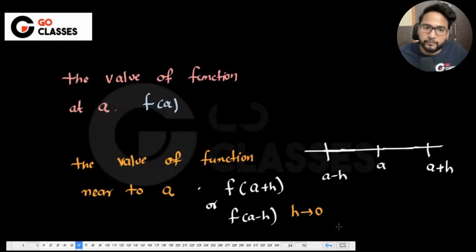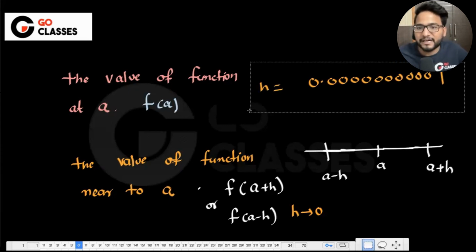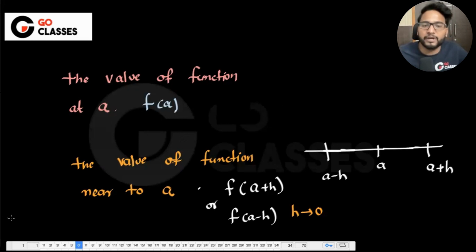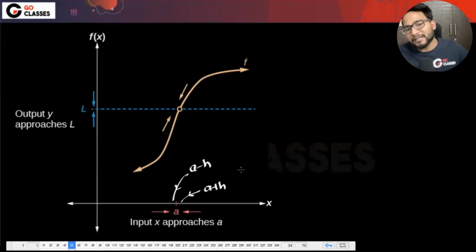You can say it is almost 0. I mean, you can say it is 0.0000000000001, something like that. h is very, very small. Okay, cool. So I hope at least this is clear, what I mean by saying it is near to a. Now, if you come either from the left, which means you talk about this point, a minus h, or from the right, a plus h, then at both points the function is leading to the same value, which is L.